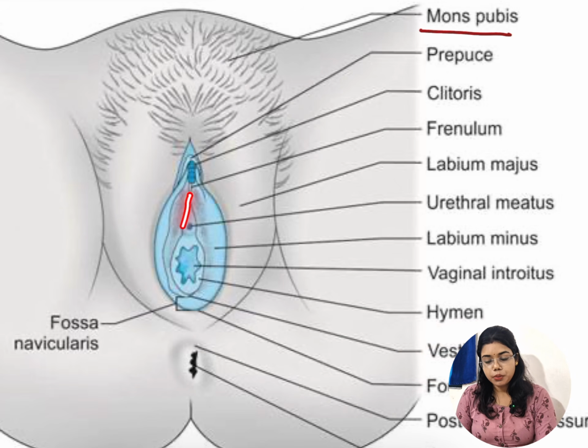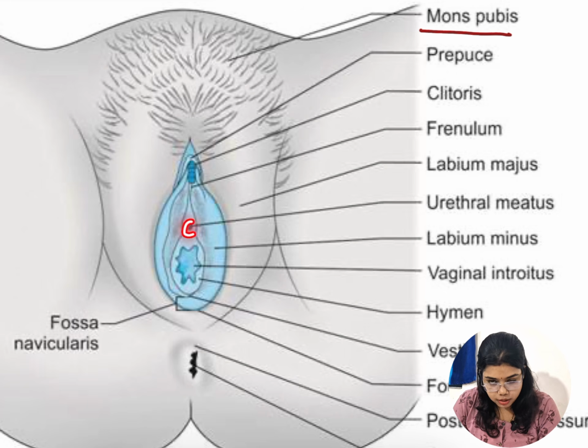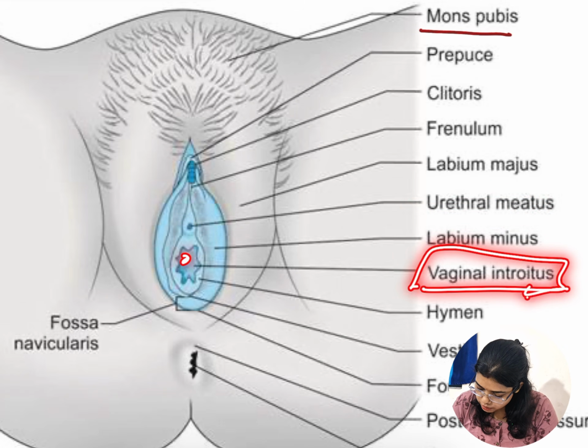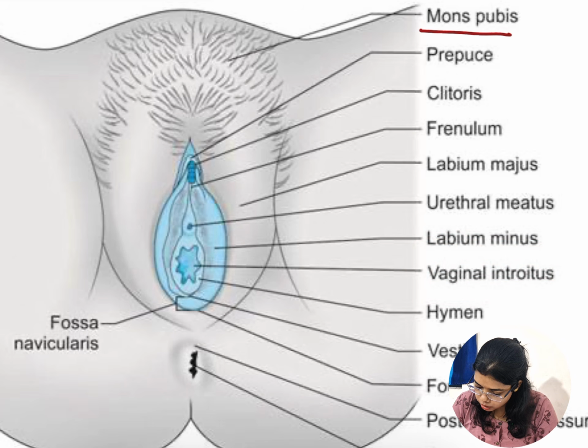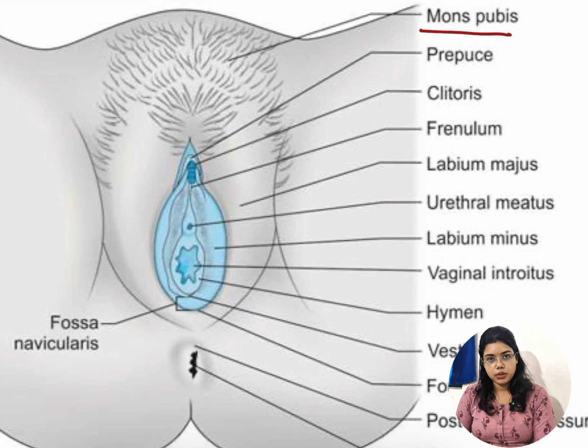So what is vestibule? Vestibule is a triangular area where urethra and vagina openings are present. So this one is the urethral meatus, and this one is the vaginal introitus. Okay, and here it is the hymen. It's a membranous structure.